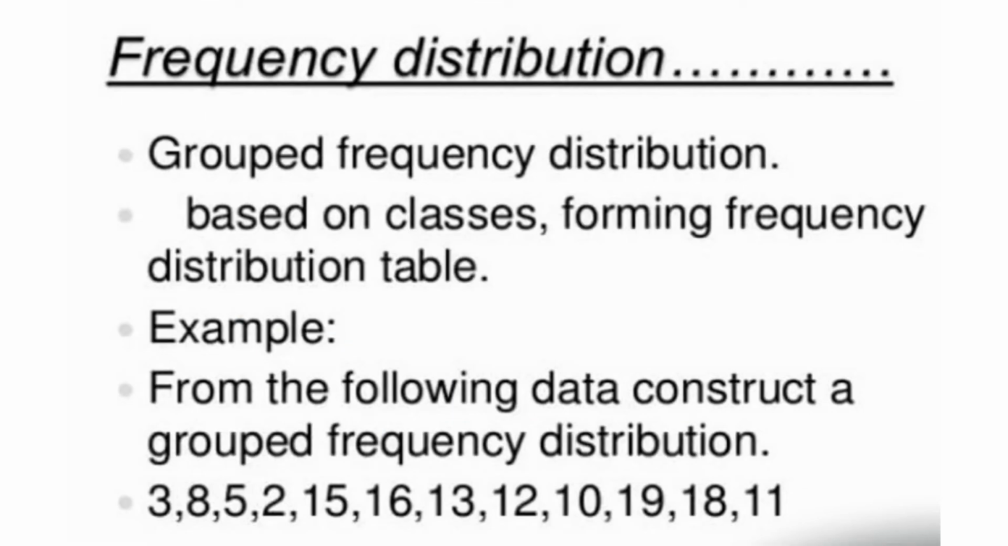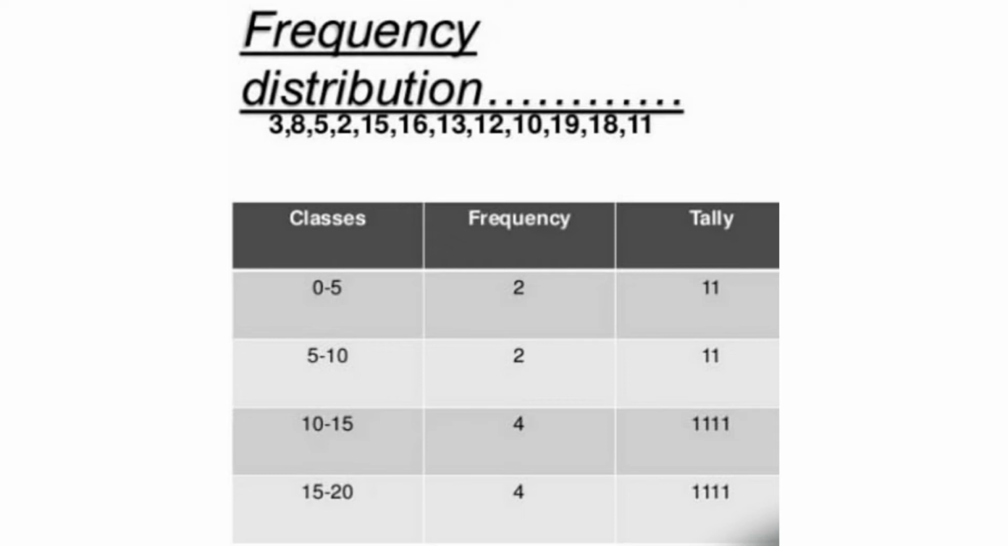So first is frequency distribution for grouped data. Grouped frequency distribution is based on classes forming a frequency distribution table. From the following data, construct a grouped frequency distribution. They have given the data. Using this data, you have to construct the frequency distribution table. Here: 3, 8, 5, 2, 15, 16, 13, 12, 10, 9, 18, 11. So this is the given data.